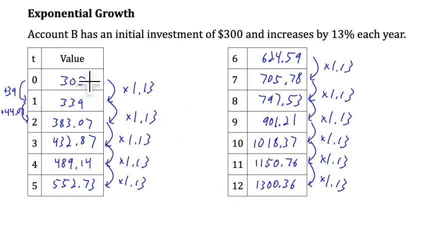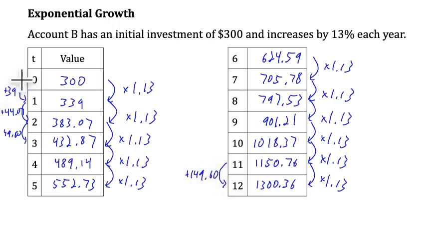So after 12 years, our $300 investment grew to $1,300.36 by growing 13% each year. Now notice we were repeatedly multiplying by 1.13. And since that number is larger than 1, it kept making the number larger. And the 13% increase was larger and larger every year. By the time we got to the 12th year, it increased by $149.60 just in that 1 year.